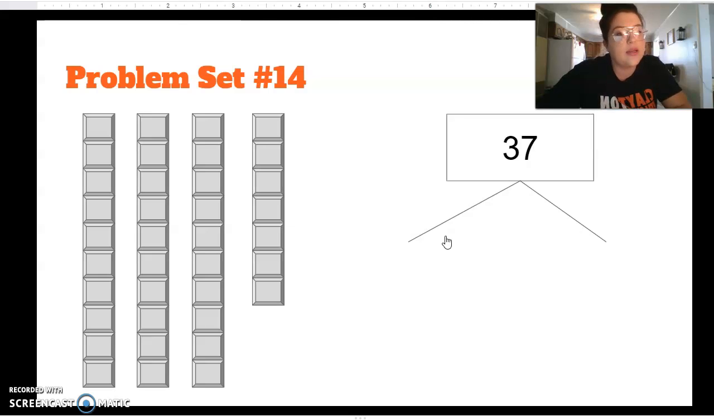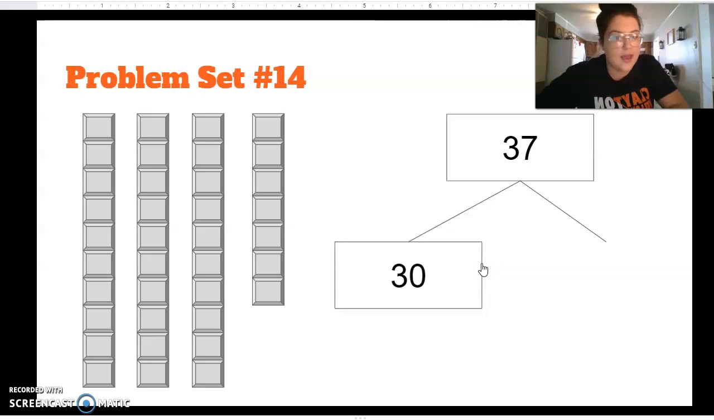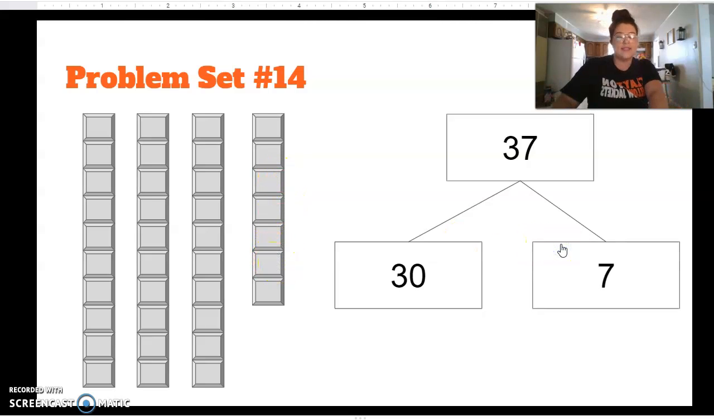Now what would be our tens place in 37? It is 3. This is our tens place. 3 tens, 1, 2, 3, is worth how many? 10, 20, 30. Okay? Our ones place is 7. So how many ones do we have? 1, 2, 3, 4, 5, 6, 7. We have 7 ones. So that completes our lesson for today.